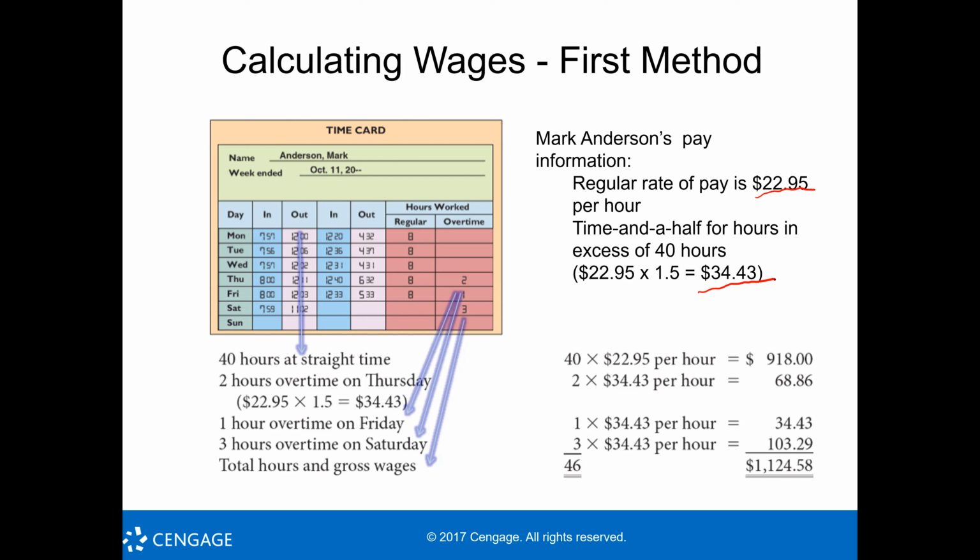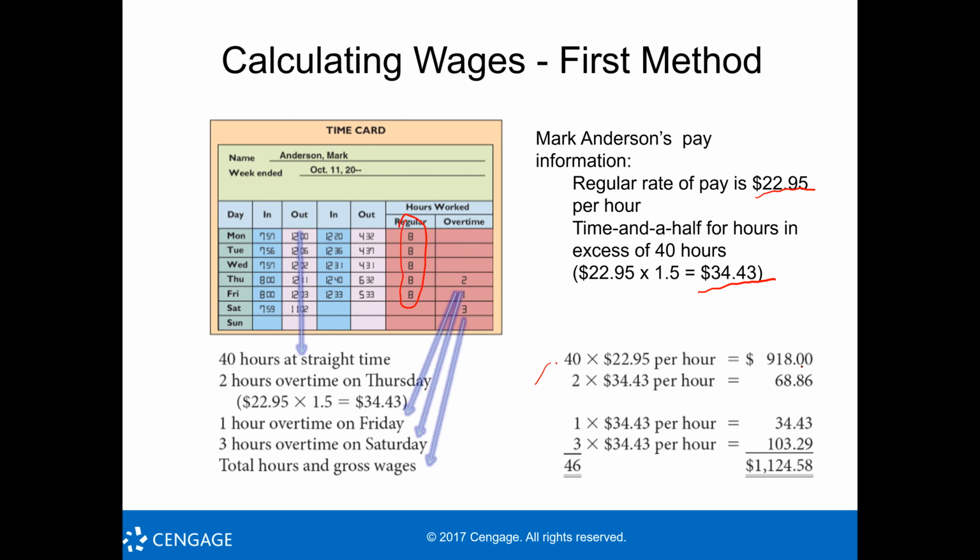$34.43 per hour, right? Because his regular rate of pay is $22.95. We take $22.95 times 1.5. That means overtime pay is $34.43. Okay, so then if we've got regular hours, right? Regular hours, 40. So we take 40 times 22.95 an hour.